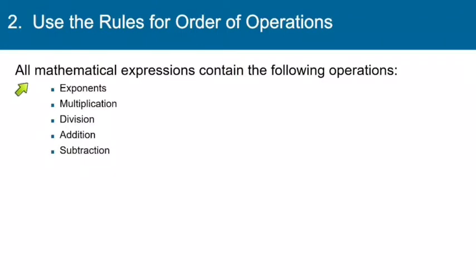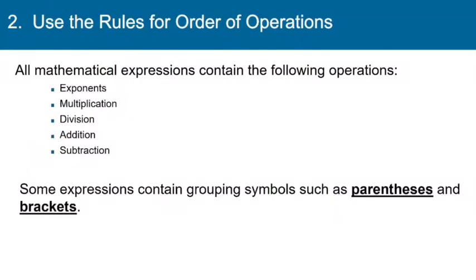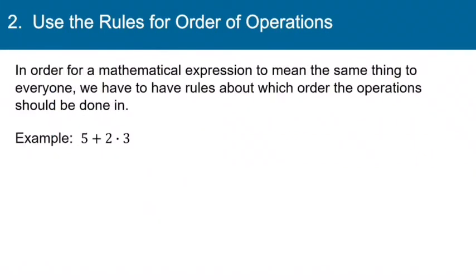So all mathematical expressions contain the following operations. They're all made of exponents, multiplication, division, addition, and subtraction. And then some expressions contain grouping symbols like parentheses and brackets. Now, math is a written language, and an expression needs to mean the same thing to all the different people who read it. So we have to have rules about which order the operations should be done in.